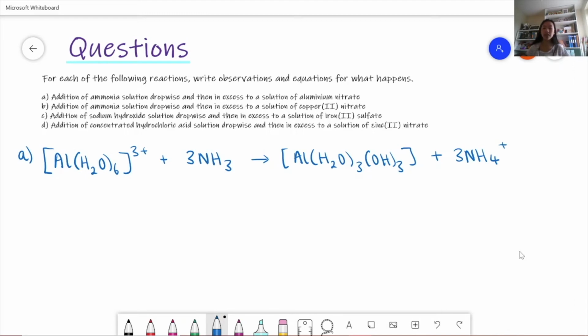And the colours for this are that the aluminium is colourless because it's not a transition metal, so it doesn't have a part-filled d orbital. And then the precipitate is white.